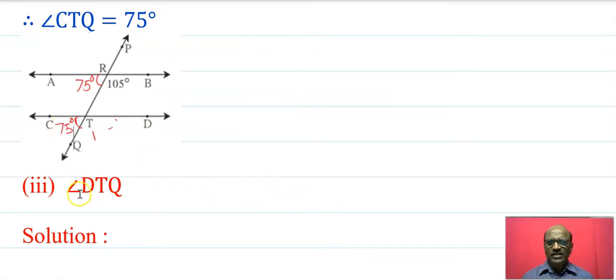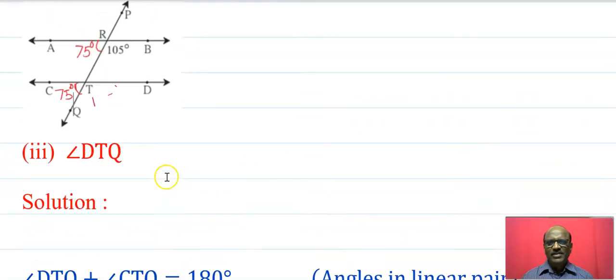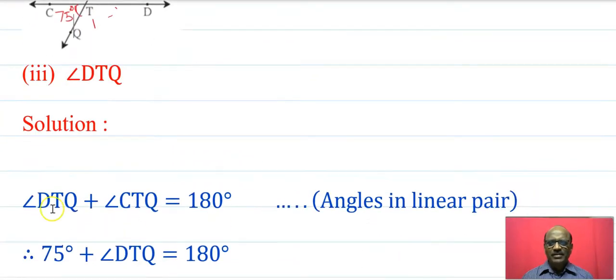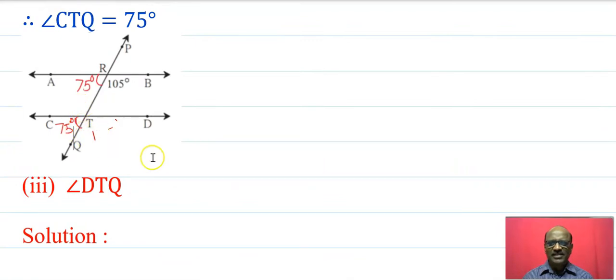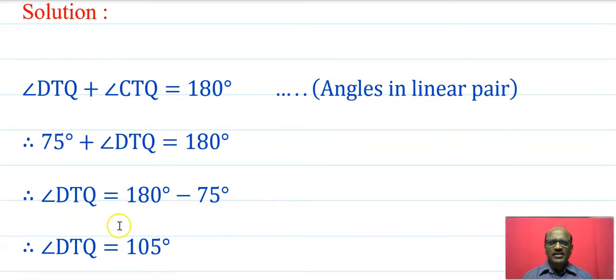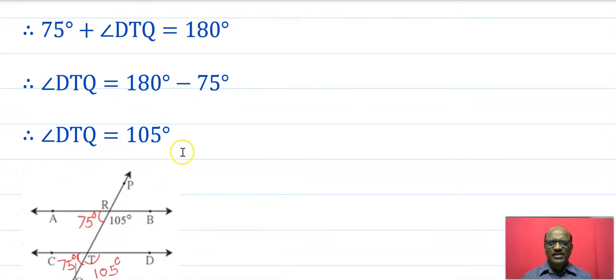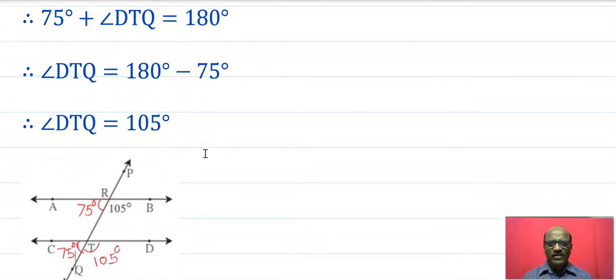Now we'll find the measure of angle DTQ. Again, these are corresponding angles, or we'll apply the linear pair of angles here. The measure of angle DTQ plus the measure of angle CTQ is equal to 180, angles in a linear pair. Also, these are corresponding angles. We can also prove that. Therefore, 75 degrees plus the measure of angle DTQ is equal to 180, and hence the measure of angle DTQ is equal to 180 minus 75, that is 105.